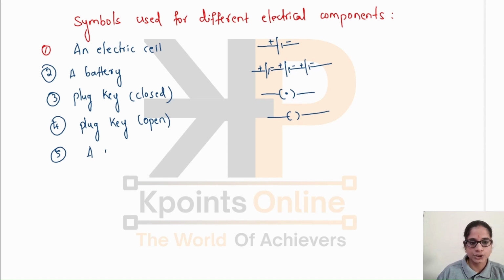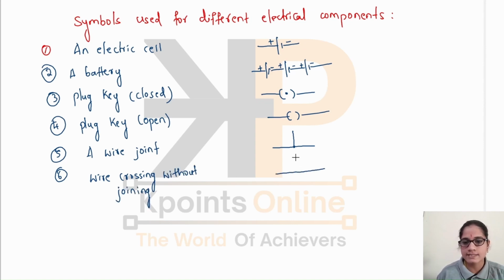Next, a wire joint. It is the wire joint where the wires are connected like this. If the wires are crossing without joining, then it is shown like this. These are two wires which are not joining. If these two wires are connecting, then it is shown like this. But if these two wires are not connected, then it is shown in this way.